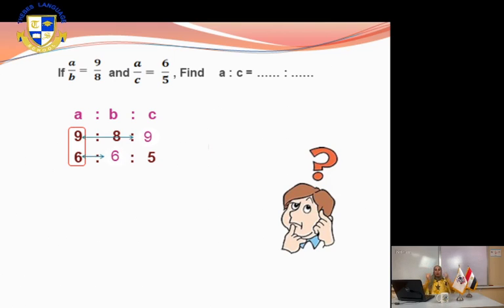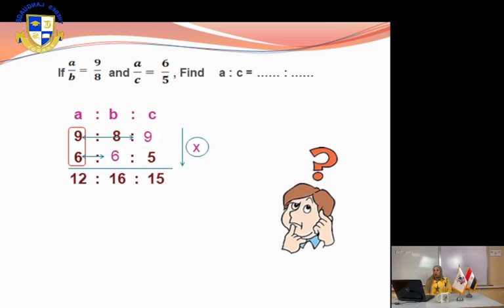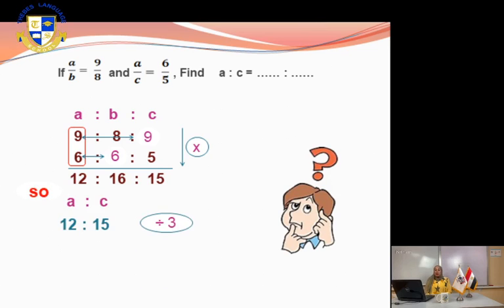Start to multiply from up to down. 9 by 6, 8 by 6, 9 by 15. And simplify them. It will be 12 to 16 to 15. But I don't want A to B to C. I just want A to C only. So A to C will be 12 to 15.